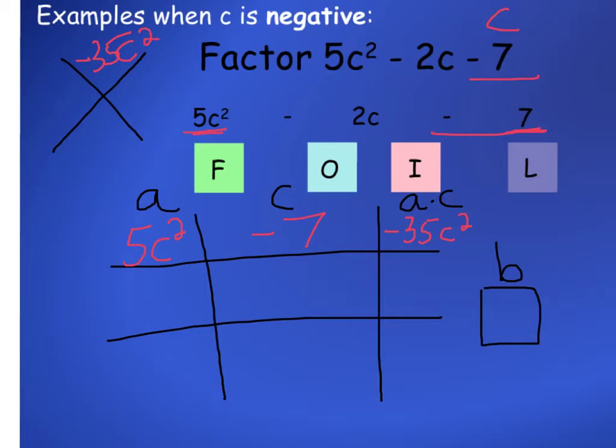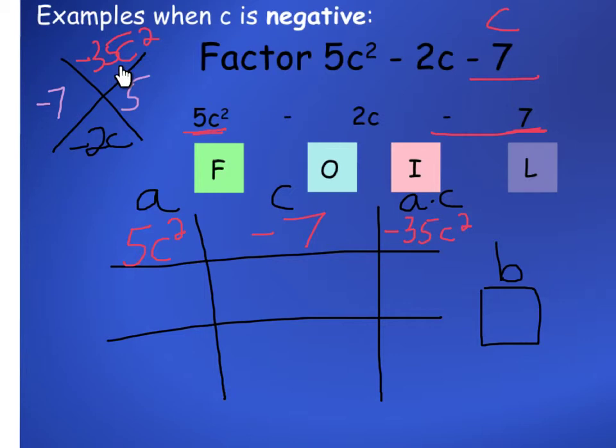And then next, remember, we have to say to ourselves, what times what equals negative 35c squared, but we'll add to negative 2c. So I'm going to put my middle term, negative 2c, here. So I need to think of my factors of negative 35. Those factors are negative 7 multiplied to 5. Negative 7 multiplied to 5 is negative 35.